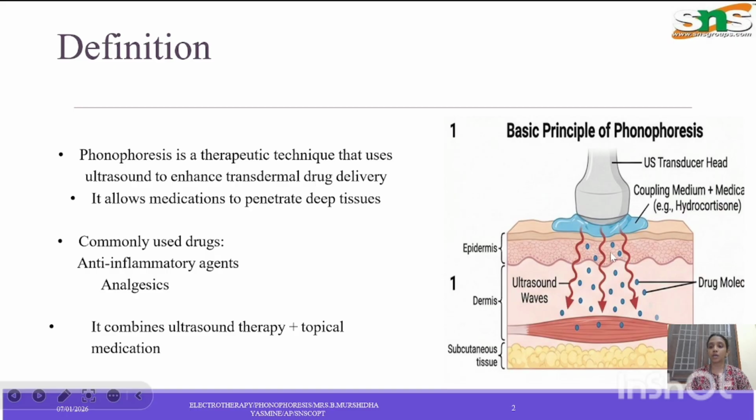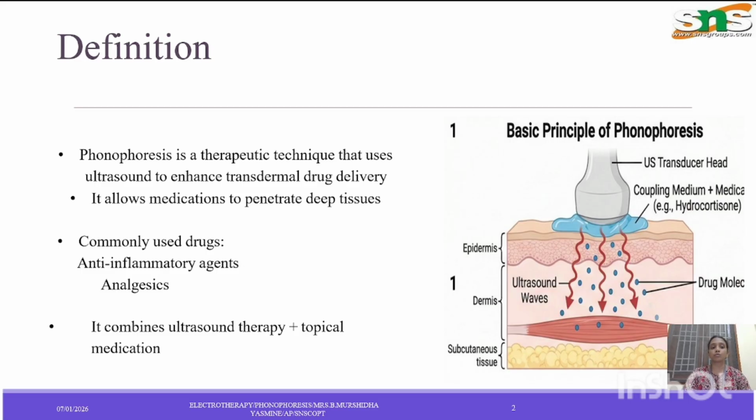In this picture, you can see the transducer head, the skin, and the coupling media. This coupling media is mixed with the required medications and applied over the skin, and the transducer head is moved accordingly. With the help of the ultrasound waves, the drugs penetrate into the deep tissues. The drug molecules get inside the deep tissues, react with the molecules of the human tissue, and enhance the effect of the treatment.